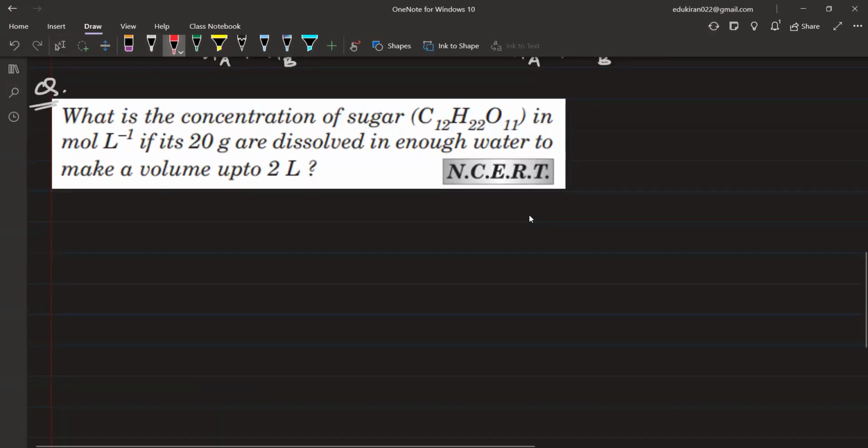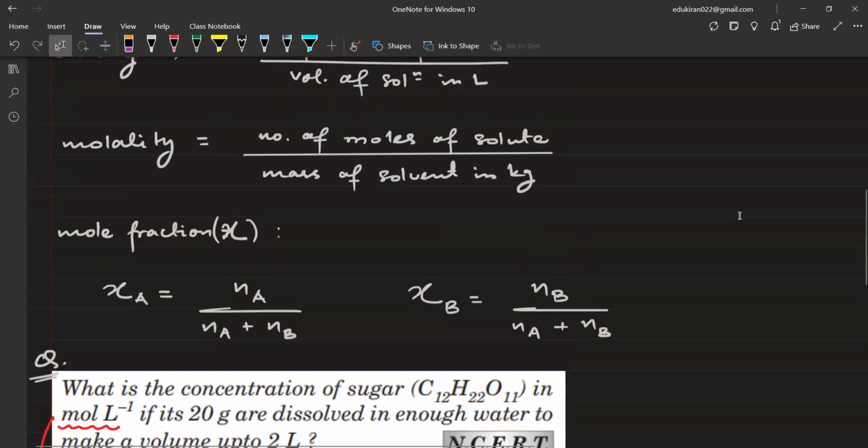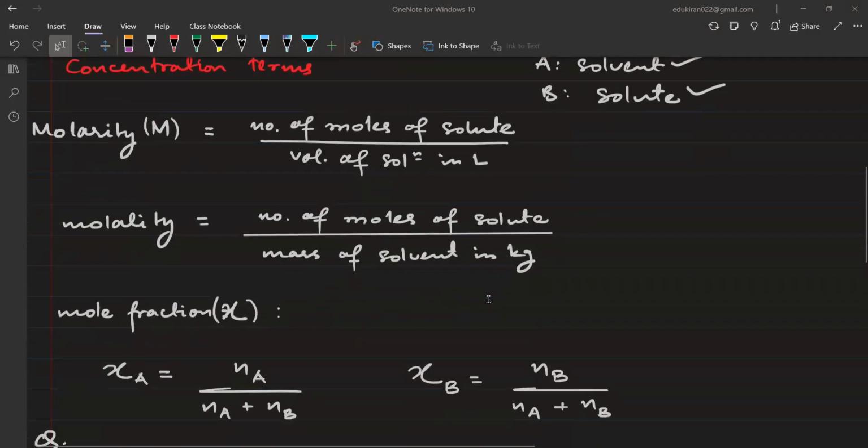It is asking me, what is the concentration of sugar in moles per liter? Now, when they are asking me the concentration in moles per liter, that means what are they asking? Moles per liter किसका unit हो सकता है? Tell me. Look at the formula and tell me. Moles per liter will be the unit of molarity, molality, or mole fraction. Write your answer in chat.